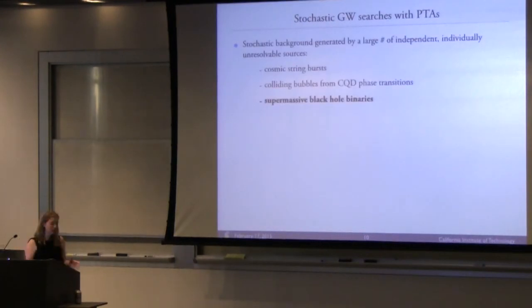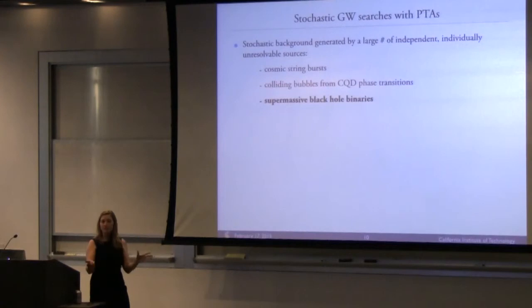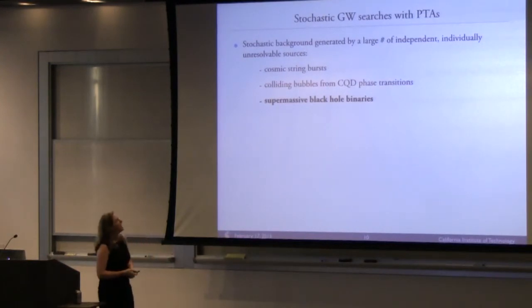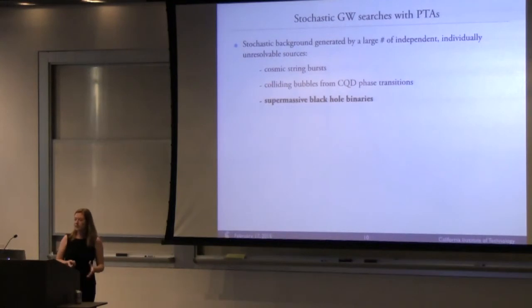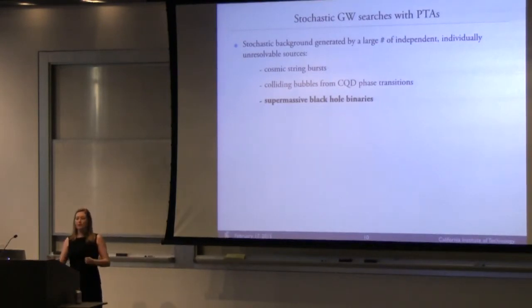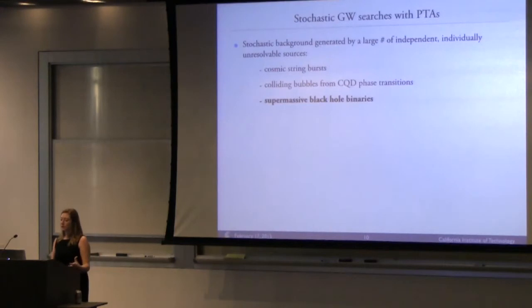So in my talk, this is all work we've done to try to detect a stochastic background, which is one type of gravitational wave. And just as a refresher, if you're not familiar with a stochastic background, it's a background that's generated by a large number of independent, individually unresolvable sources across the sky. So it's kind of analogous to the CMB. It's like a bath of gravitational radiation.